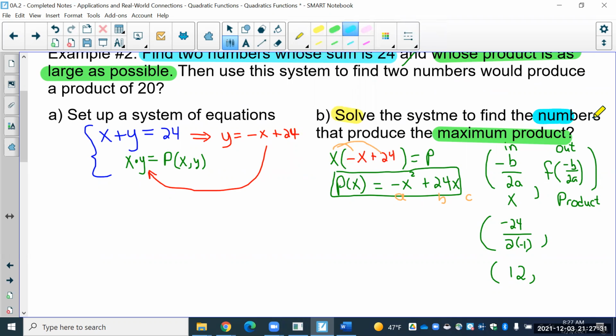The numbers that I'm looking for, I know one of them right now, right? So let me just label that real quick, keep everything straight. The numbers we need, I know that x is 12. Currently, I don't know what y is, okay?